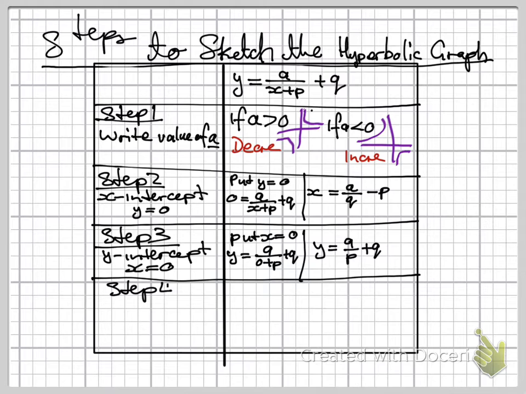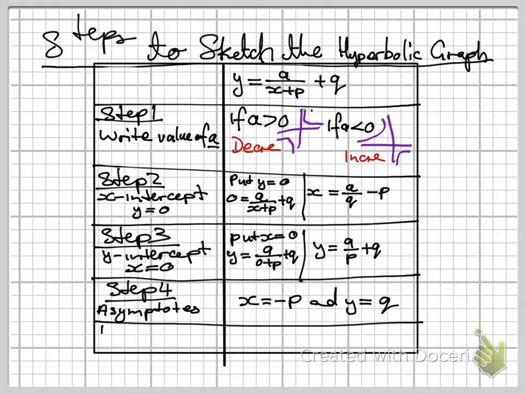And then step number 4, we are going to find the asymptotes. This equation, remember, there were 2 asymptotes, the vertical and the horizontal asymptote, right? The vertical asymptote is the 1, so we call this one the vertical asymptote, and this one is the horizontal asymptote.